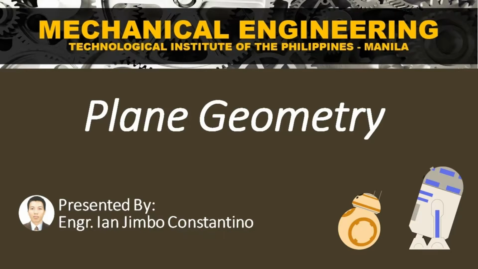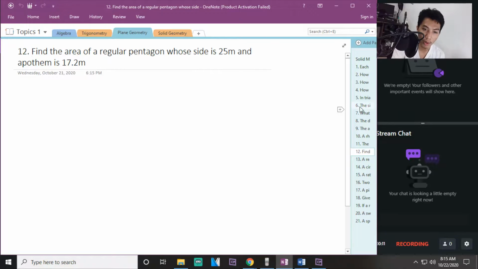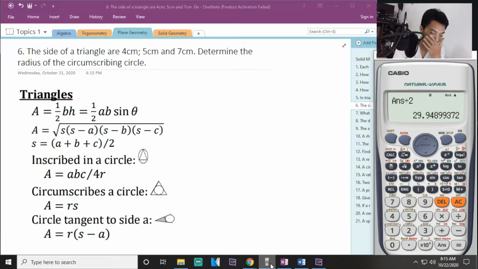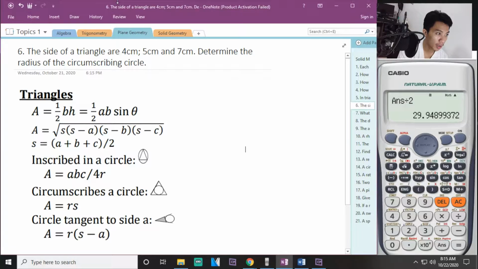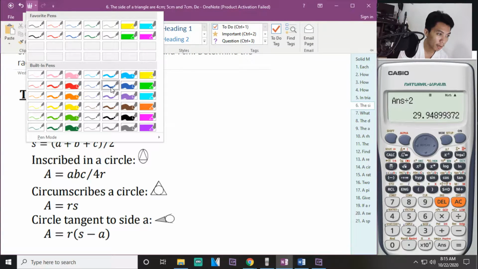Okay, class. So, let us continue for our next part dito sa ating plane geometry. So, we'll solve problem 6 to 10. Ngayon, pagdating ng problem 6 to 10, dyan napapasok yung ating mga triangle. Ano-ano ba yung mga formula pagdating sa triangle? In order for you to know the area of your triangle, ito lang naman yung mga formula.